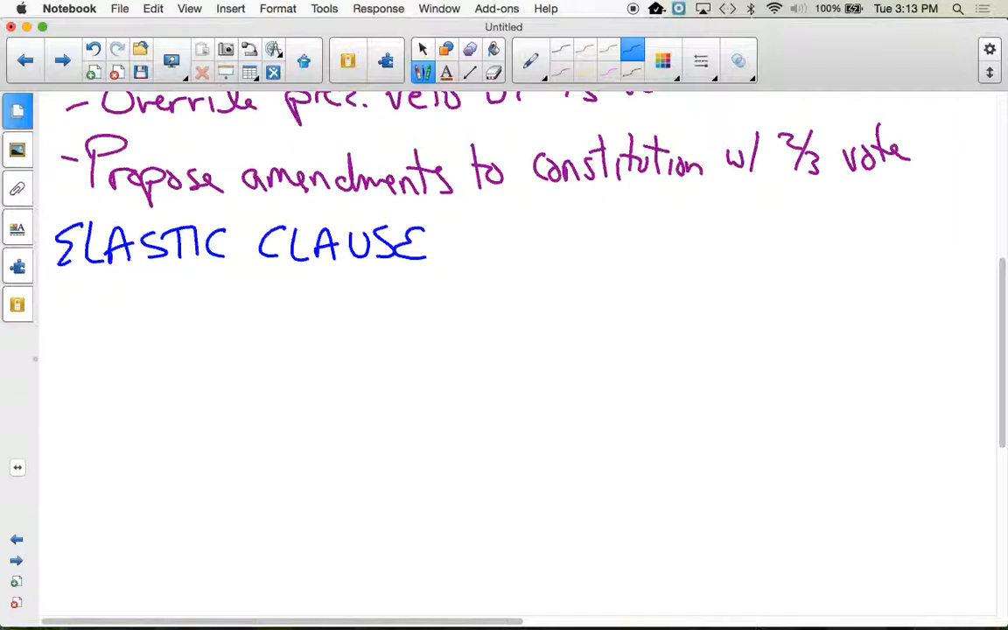So they can make laws not specifically listed in there. If you think elastic, it allows them to stretch. And it's laws that they think are necessary and proper for the benefit of the United States, that aren't listed specifically in the enumerated laws, which is this section 8. That's right here.